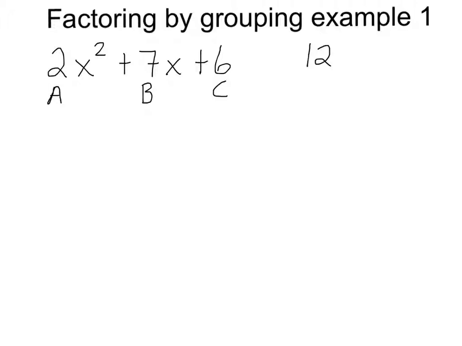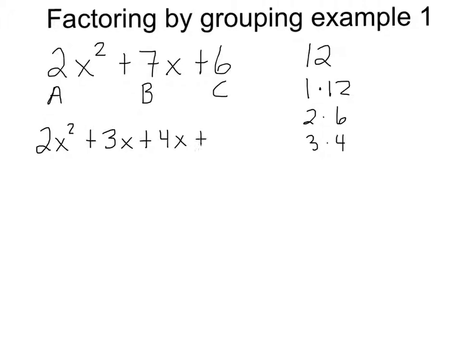Now let's list all the factors of 12. 1 times 12. 2 times 6. 3 times 4. And you ask yourself, which of these add up to give me B? 3 and 4. Right. So we're going to write our problem like this: 2x squared plus 3x plus 4x plus 6.